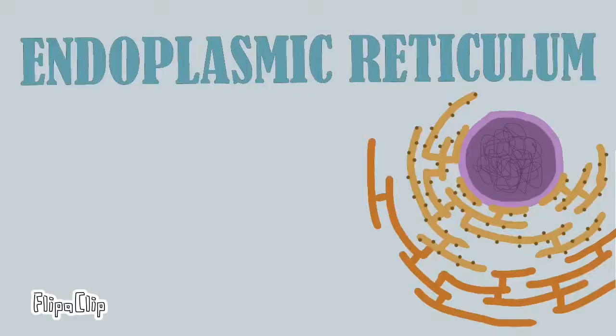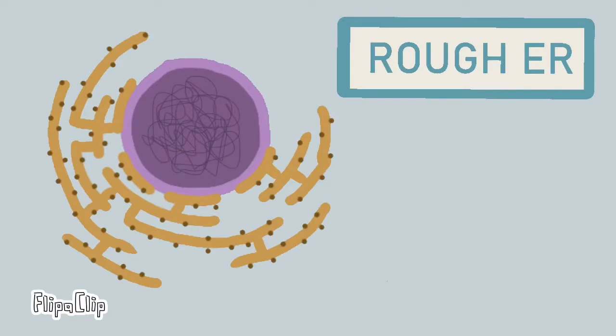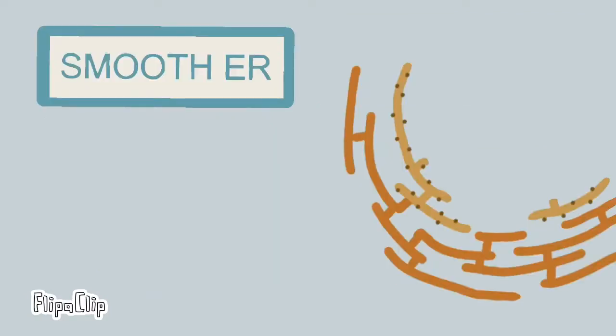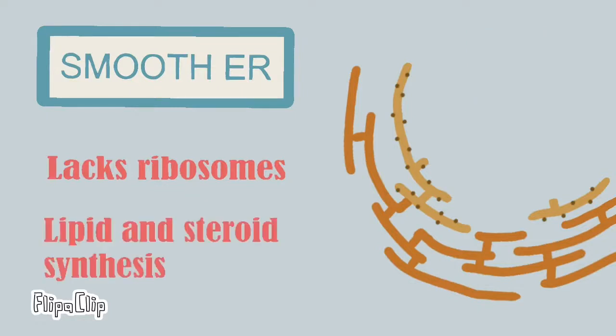Next is the endoplasmic reticulum, which is usually the largest organelle in the cell and is continuous with the nuclear envelope. It can be divided into the rough ER and the smooth ER. The rough endoplasmic reticulum is studded with ribosomes, which have a major role in protein synthesis. Its other functions include lipid and protein transport. Indicated by its name, the smooth endoplasmic reticulum lacks ribosomes, and its functions include producing lipids and steroids.